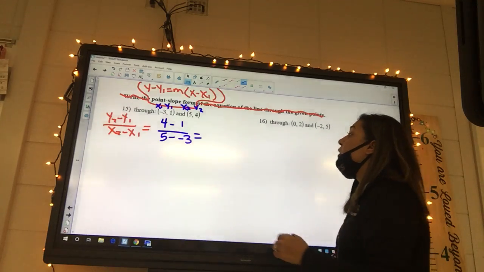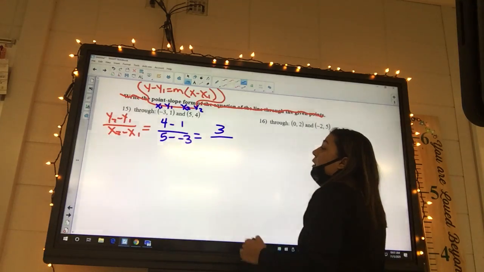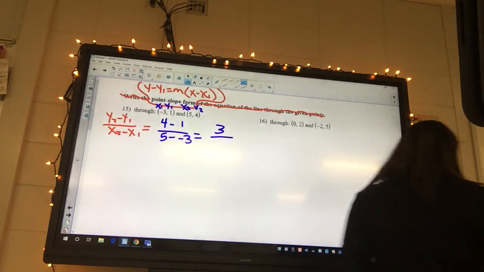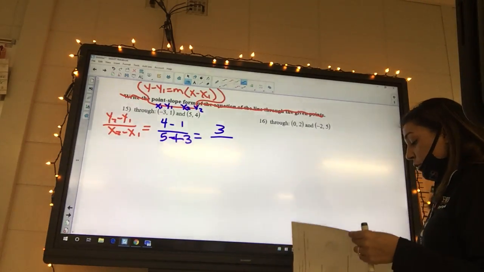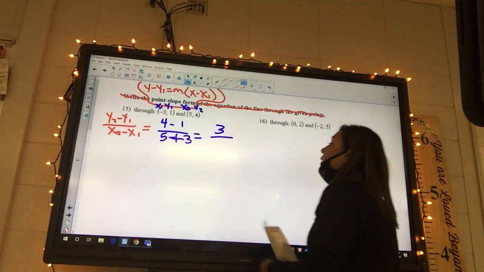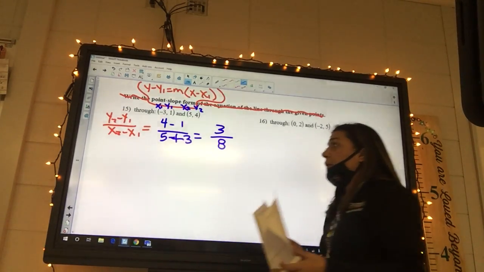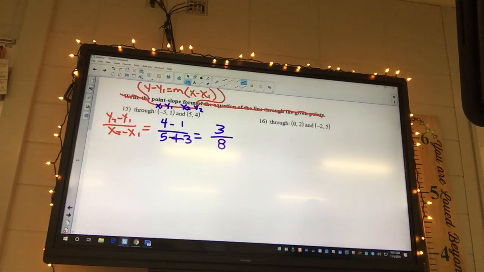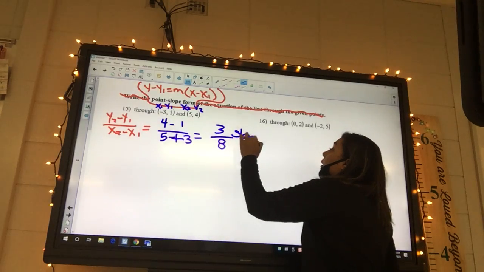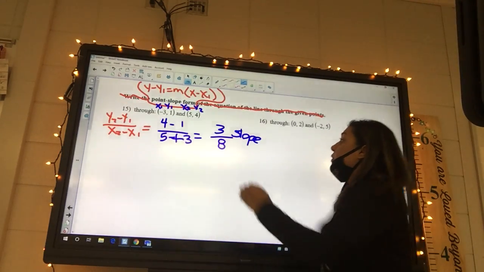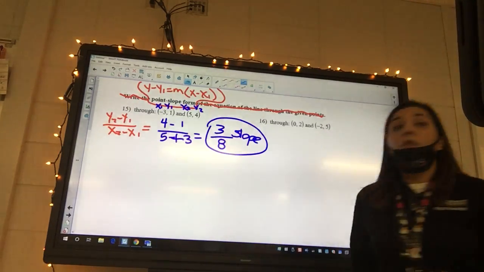Okay, so 4 minus 1 is going to be 3. What's a minus minus? Plus, so it's really going to be 5 plus 3, which is 8. Okay, what is 3 over 8? Not what is the value, what is it? What were we finding? The slope. Okay, so this is our slope. Okay, now we found our slope, right? Are we finished? Why not?